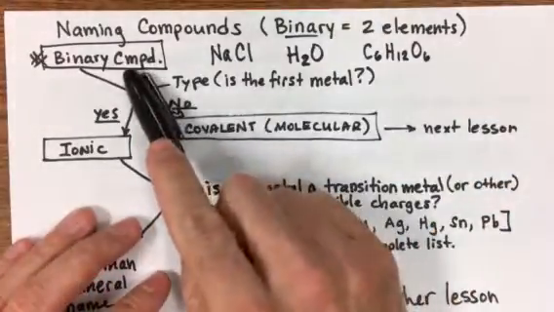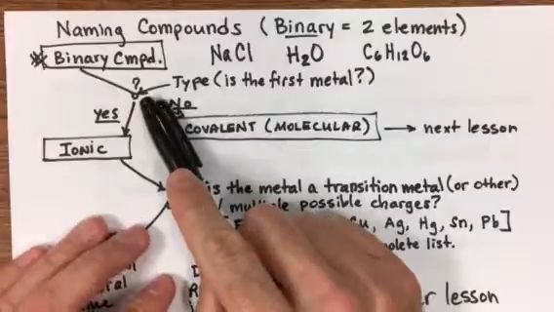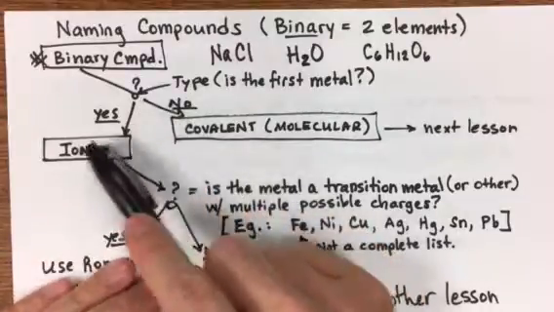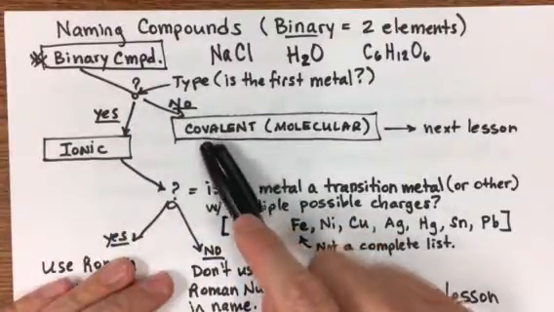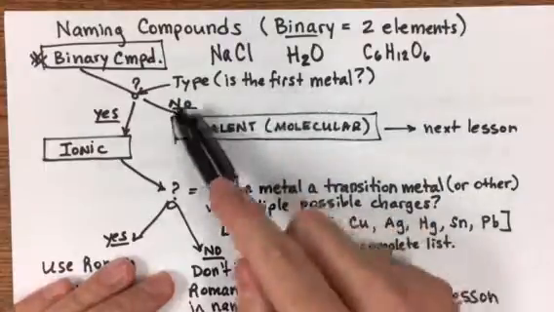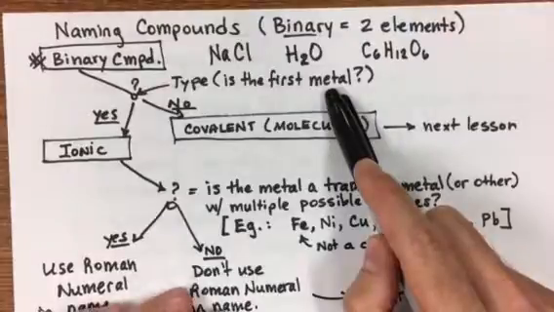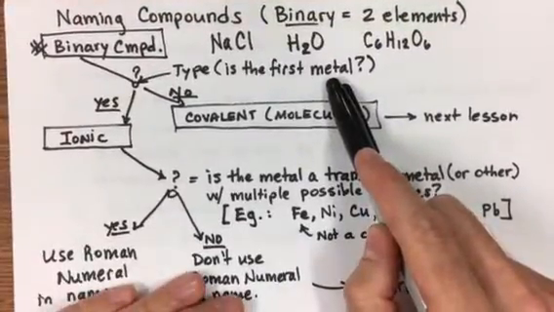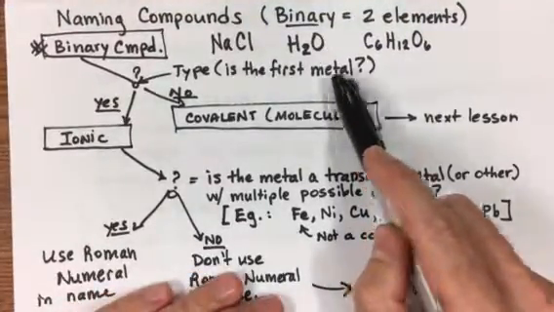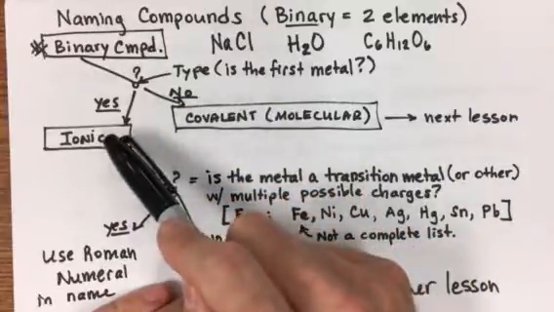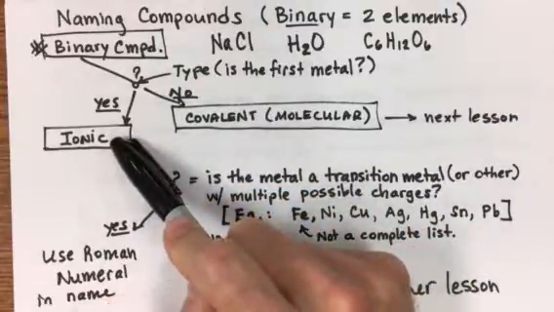So once you determine that you have a binary compound, then you decide what type of compound it is. Is it ionic or is it covalent? To determine that, you ask yourself, is the first element a metal? That's the simplest way. Sometimes there's an exception to that, but we're not going to deal with that right now. If the first element is a metal, then you have an ionic compound.